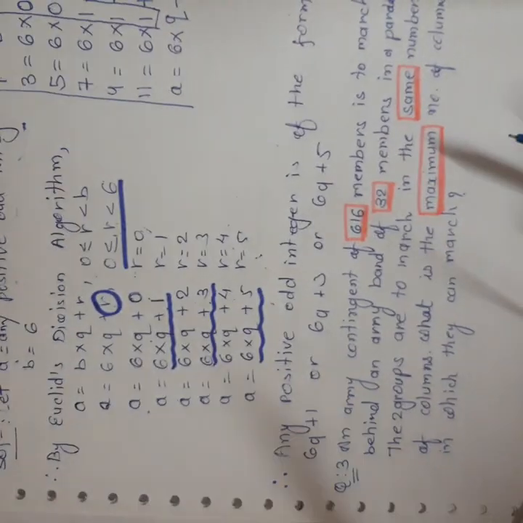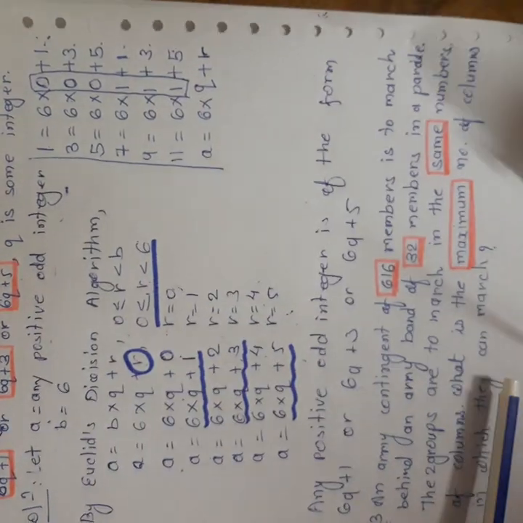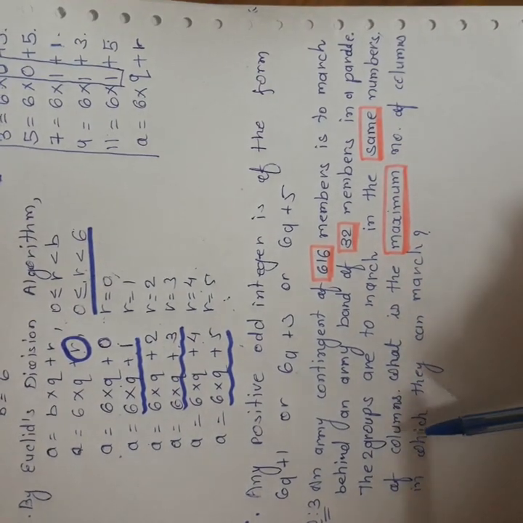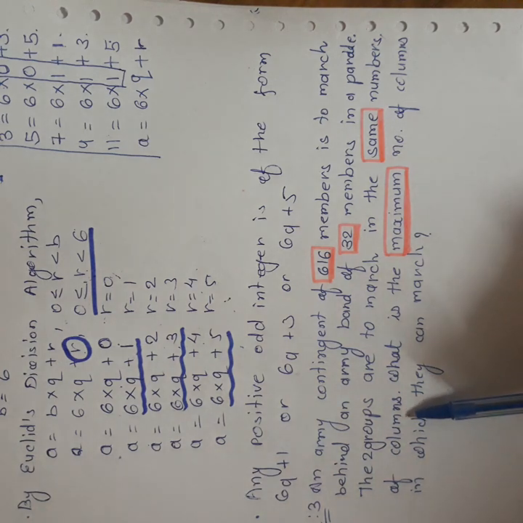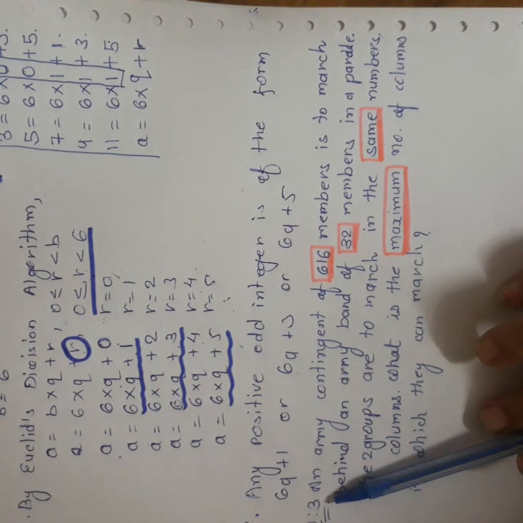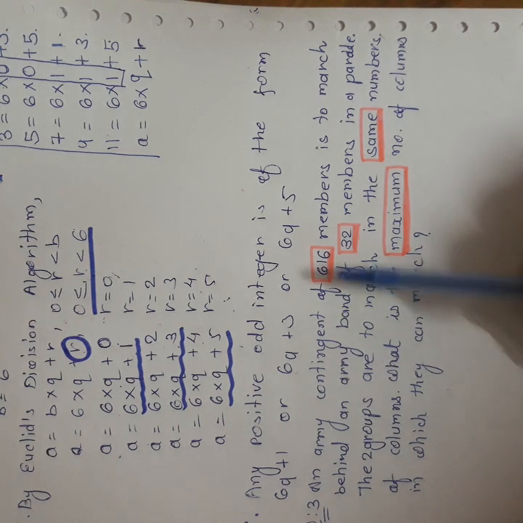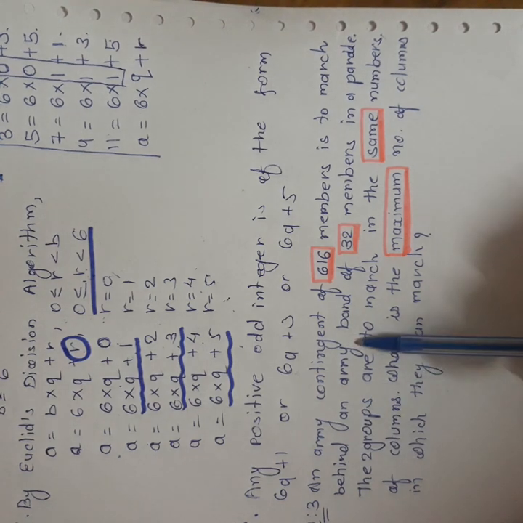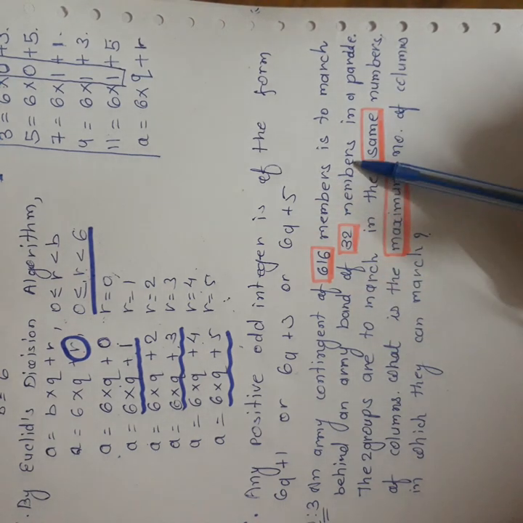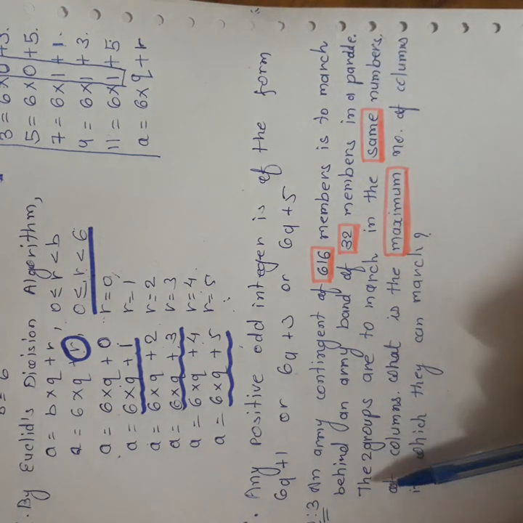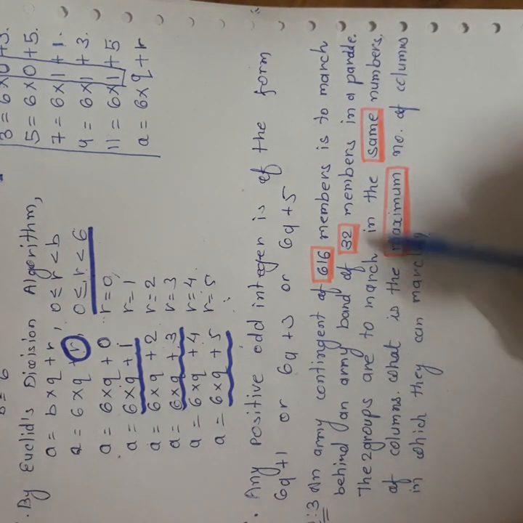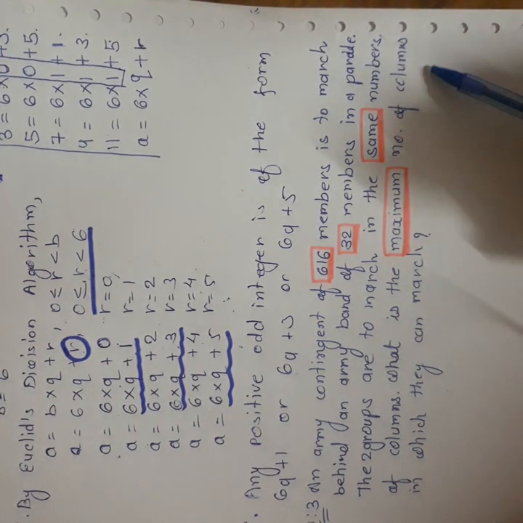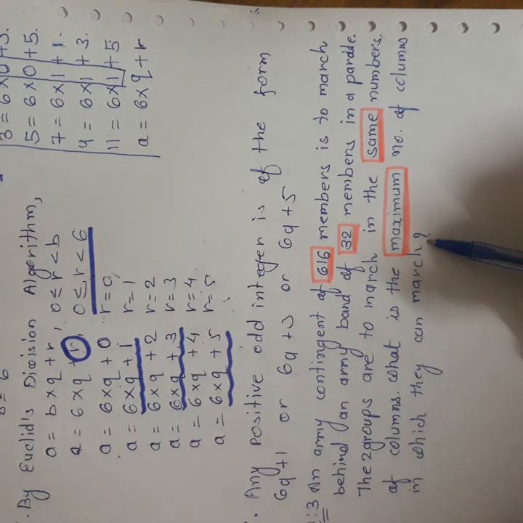Now question 3 is the most important question for chapter 1, because it is a word problem on the basis of finding the HCF or LCM. So let's get started. Question 3. An army contingent of 616 members is to march behind an army band of 32 members in a parade. The two groups are to march in the same number of columns. So what is the maximum number of columns in which they can march?